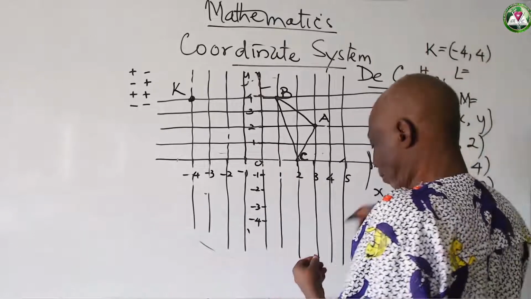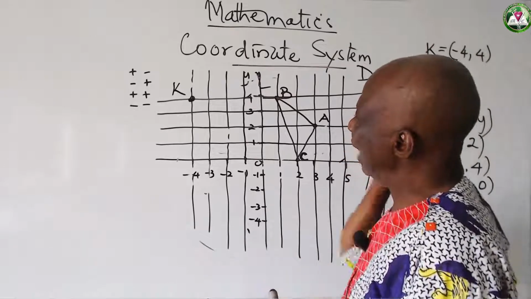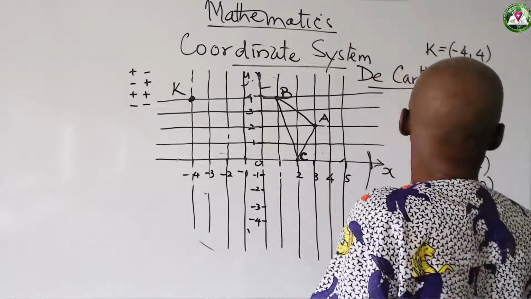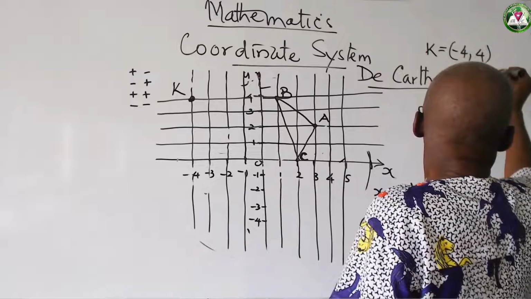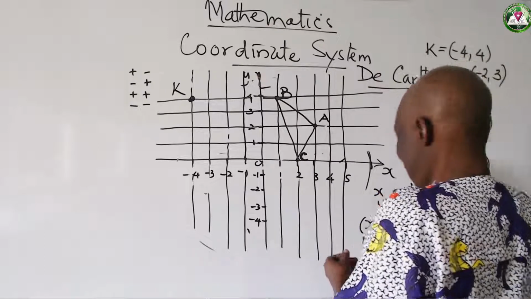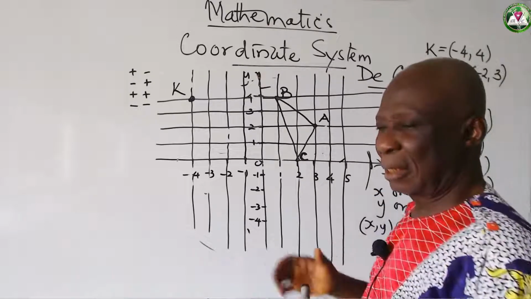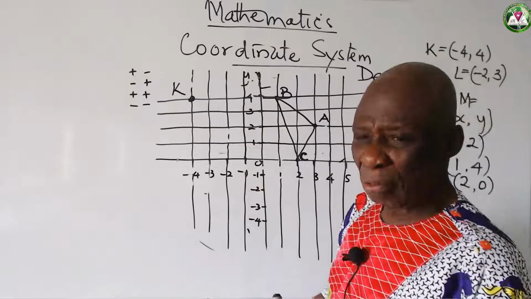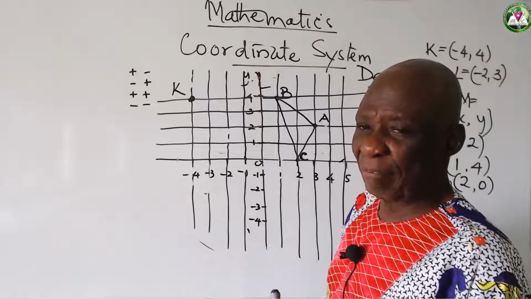So I fixed that. Now they told me that L is -2, 3. -2, 3. Then I look at it. Minus 2 on the x-axis. Should I go up or down to look for the corresponding value of y?